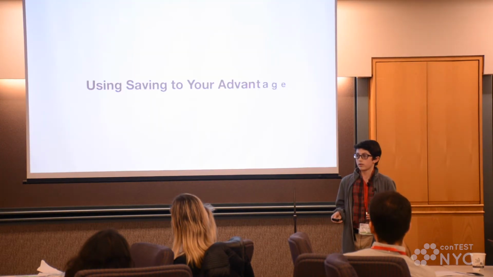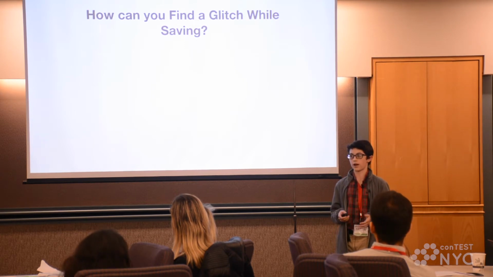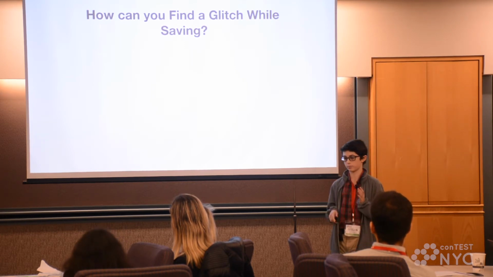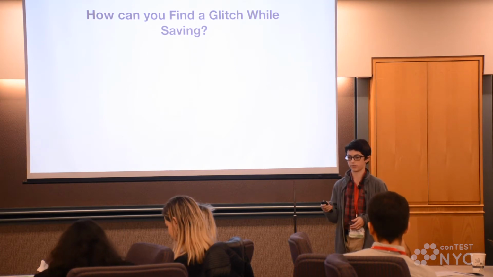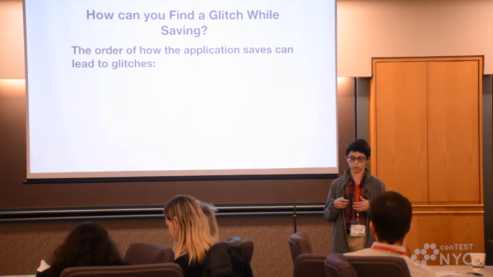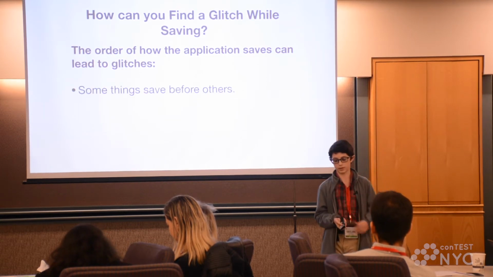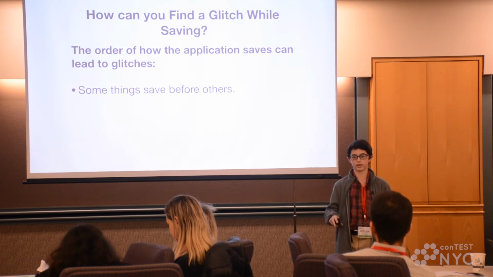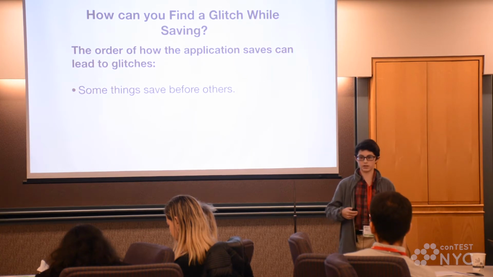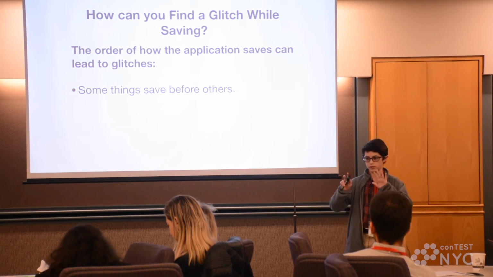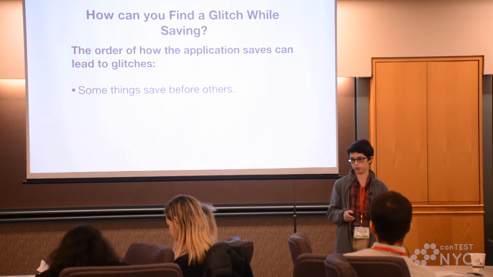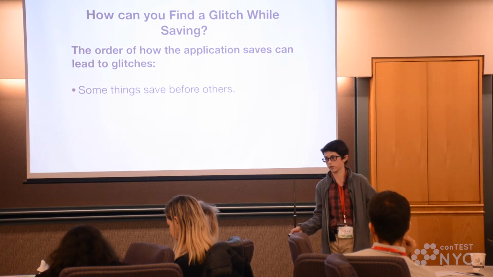Now, the final set of glitches is how to find a glitch while saving. Saving is a little bit messy. Sometimes your work doesn't save, sometimes it does. Sometimes the order of how the application saves stuff can lead to really weird things. Some things might save before others. So pretend we're in a game and I press save. Maybe me, my character, would save before the actual world saves, which means if I turned off the computer after my character saved and then rebooted it, only my character would load and the world would be gone, which is weird and that's bad.